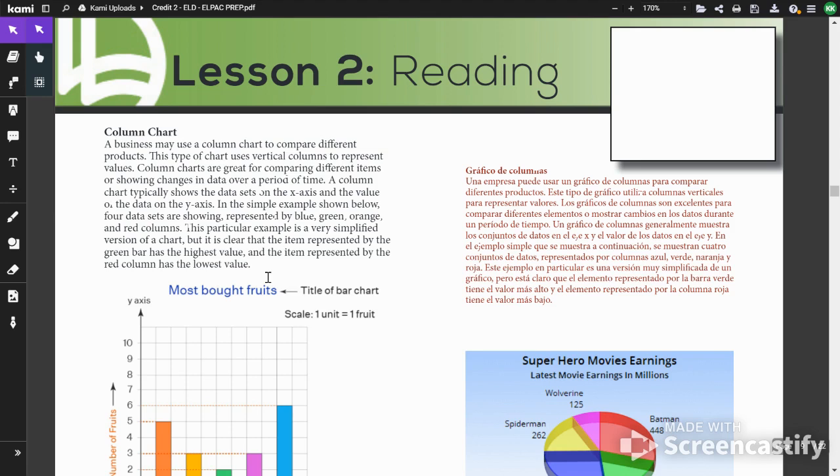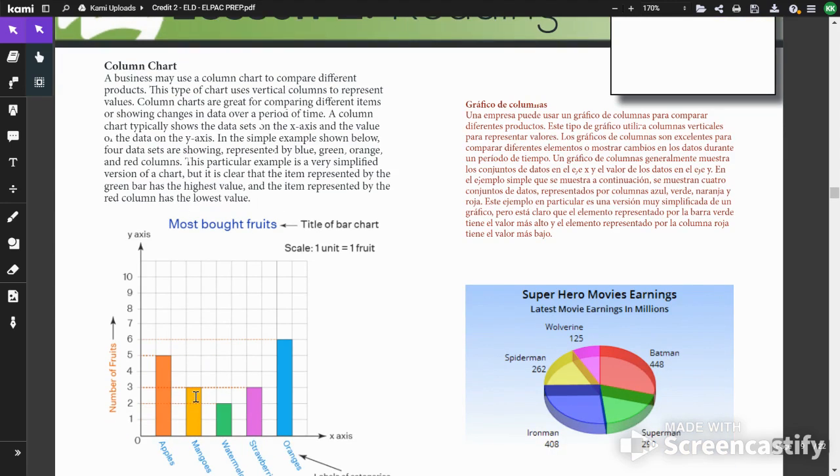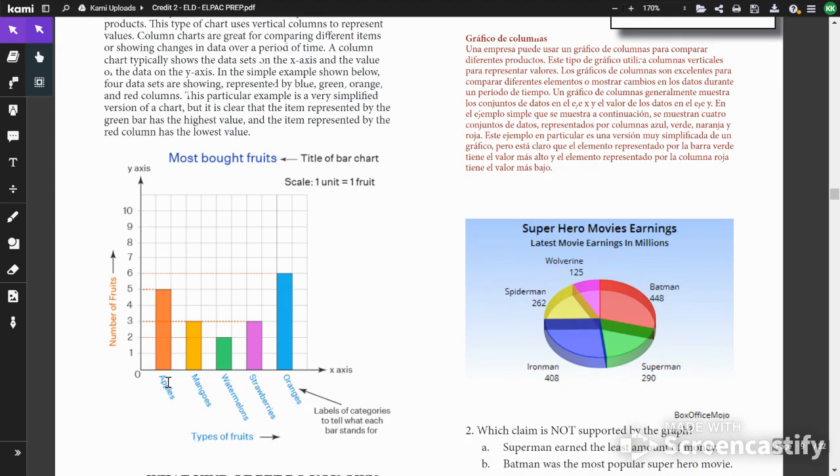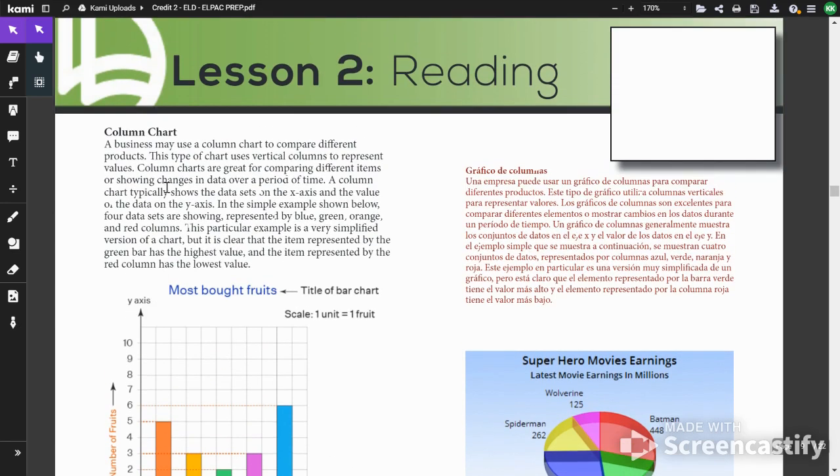A business may use a column chart to compare different products. This type of chart uses vertical columns. Vertical means up and down, to represent values. So, for example, here we have apples. The higher it goes, the more apples we have. Column charts are great for comparing different items or showing changes in data over a period of time.